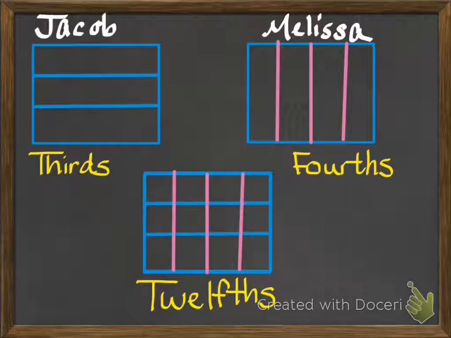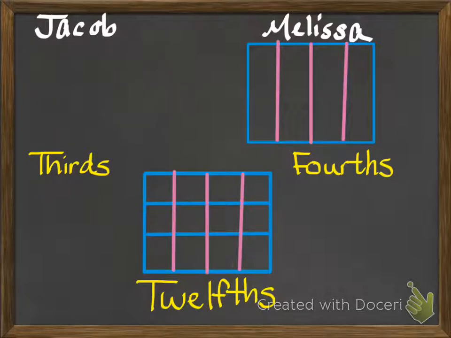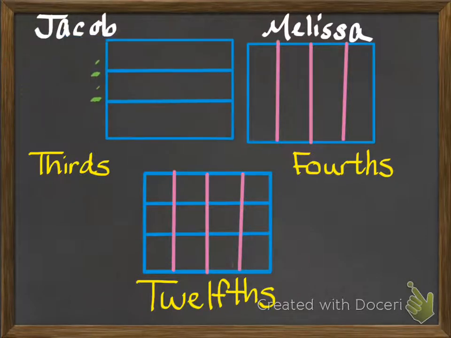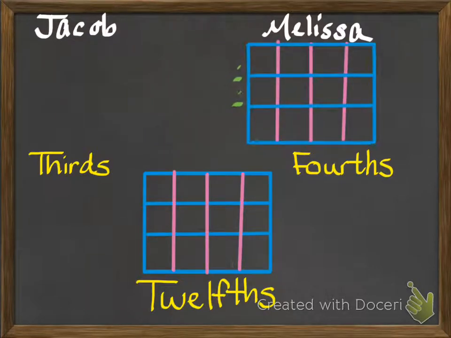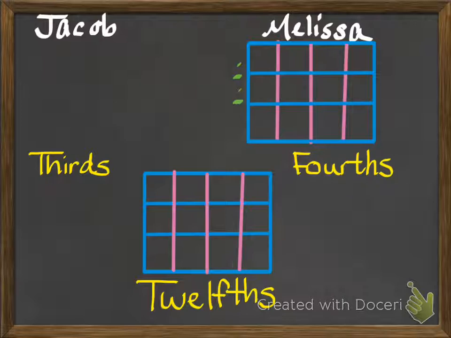So here's what I did below. I changed the rectangle into 12. I'll show you how I did that. I just took Jacob's, and I just moved it on top of Melissa's to show you that now I have fourths, or I'm sorry, I have twelfths. I have 12 equal pieces.